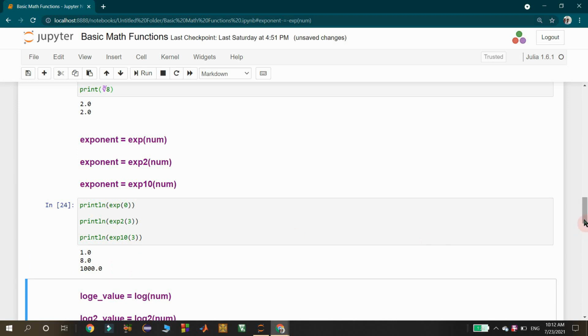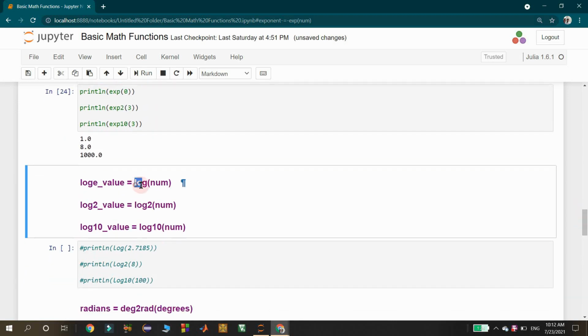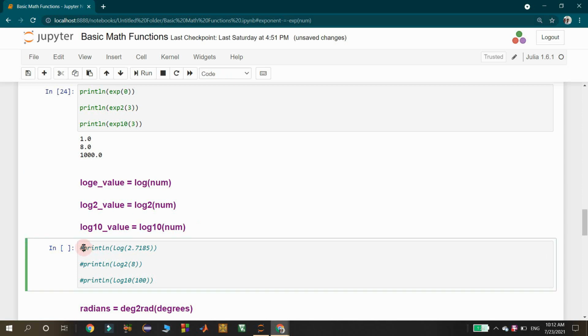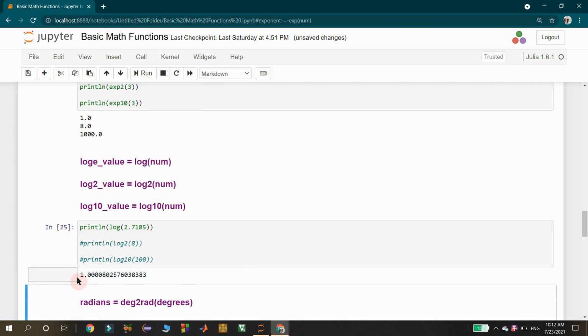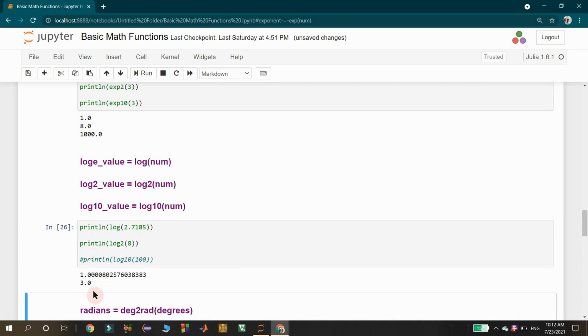In the same way, we have different log functions. If you use log as a function, it computes the natural log of the given number. And then we have the log2 function to compute log base 2 of the given number, and the log10 function to compute log base 10 of the given number. As an example, I am considering the natural log of 2.7185, which will be approximately 1. And then log base 2 of 8, we got 3, and log base 10 of 100, we got 2.